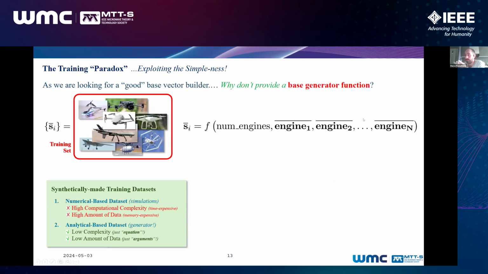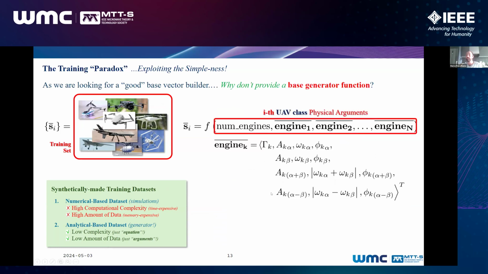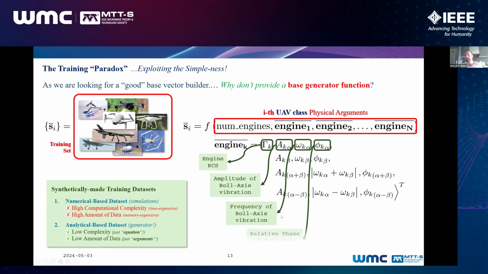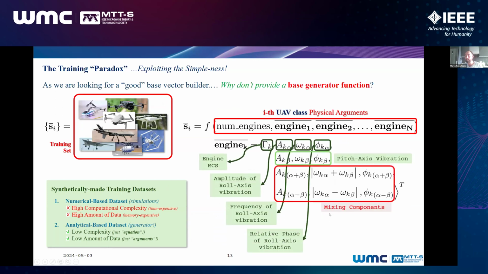So we shifted the training datasets from apples to drones. The argument string is changed. And finally, for each engine, we have a vector, and the vector is based on mechanical properties that are quite measurable.